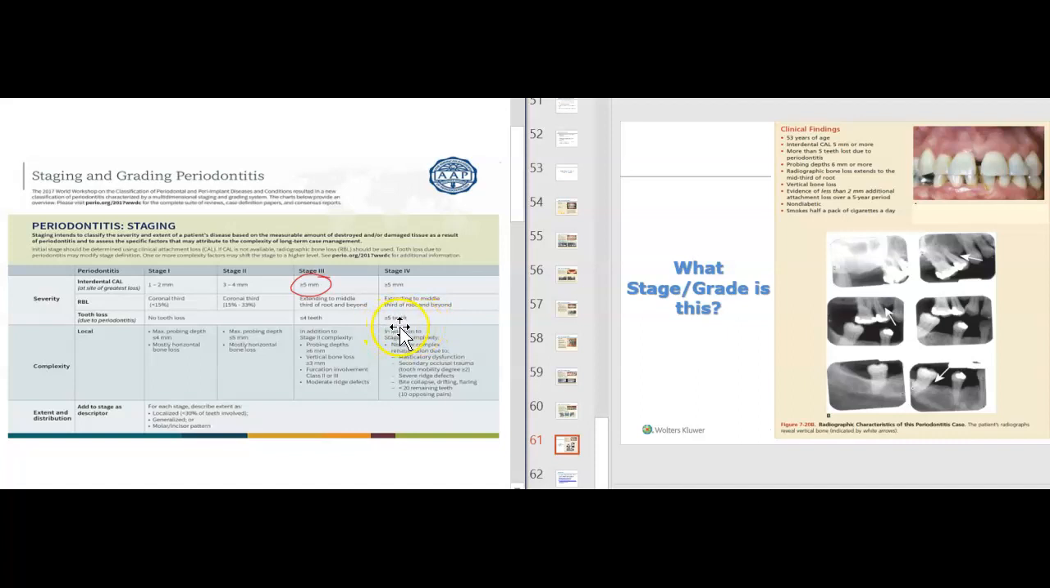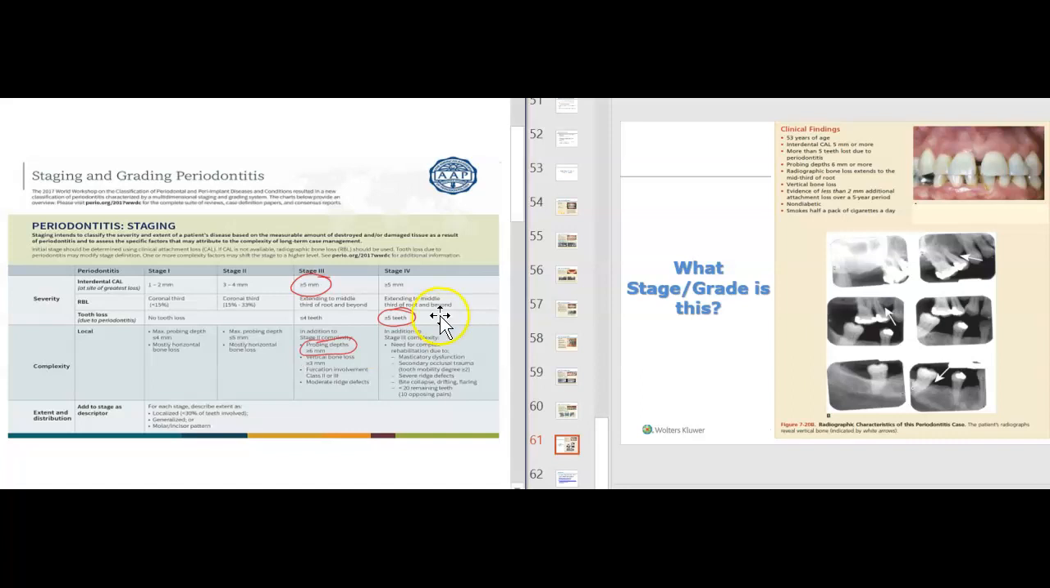Here, he said he has lost 5 teeth, and they're all due to periodontitis. They were all mobile because of perio, and he eventually lost them. So 5 teeth have been lost. Probing depth of 6 millimeters or more. Okay, so probing depth of 6 millimeters or more. I'm going to circle that.